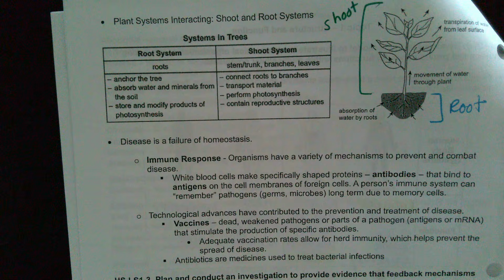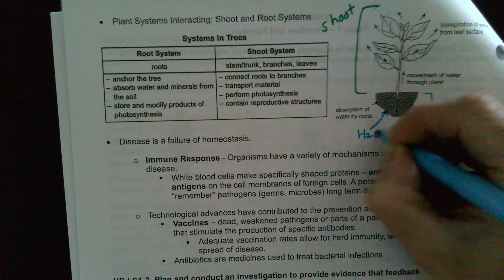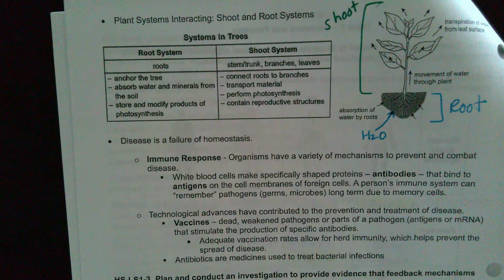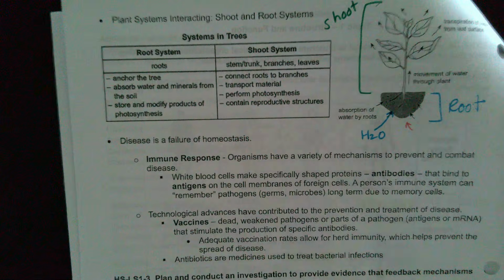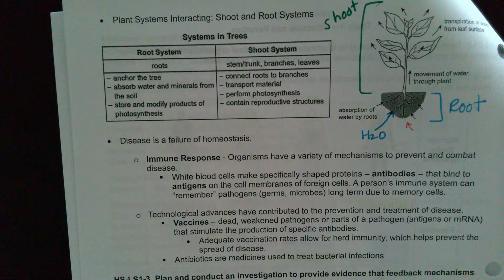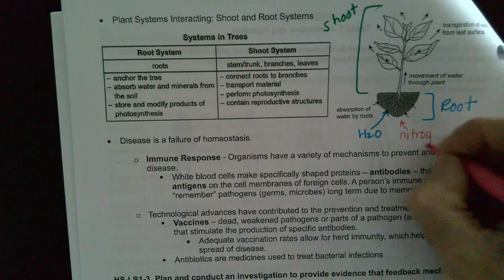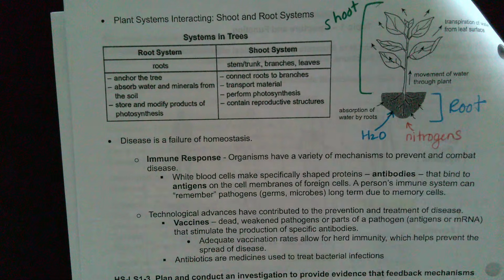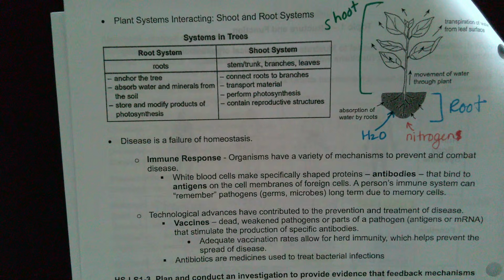Keep in mind the root system. What's going up? Water. What else is going up? Nitrogen. Remember, nitrogen is the nutrients in the soil, not food. I know that gets confusing, but the nutrients from the soil are really like vitamins and minerals. So we've got water goes in, nitrogen goes in.